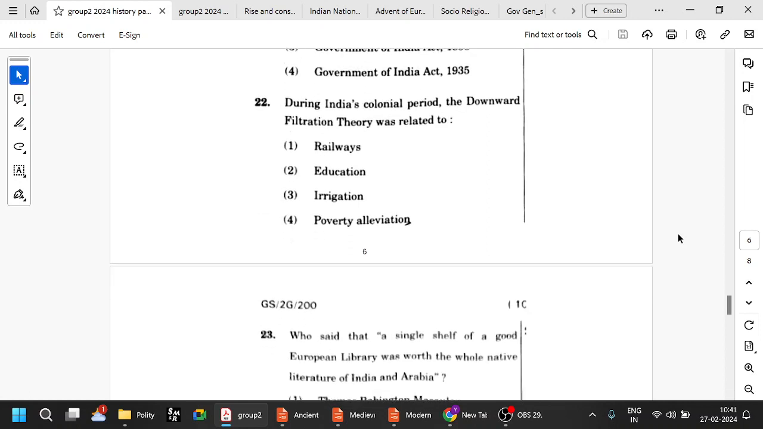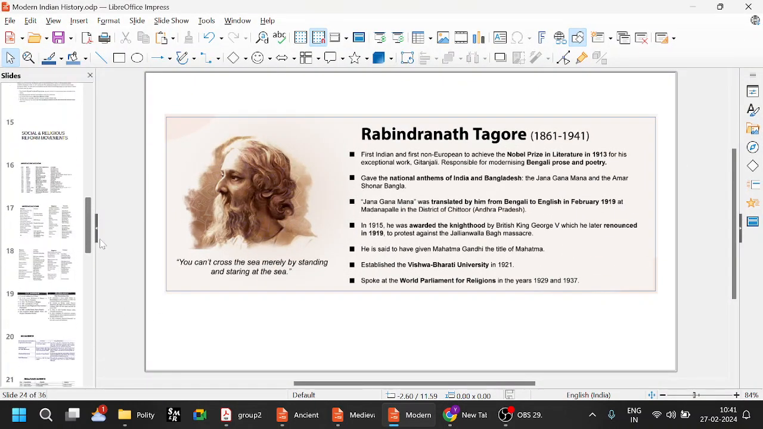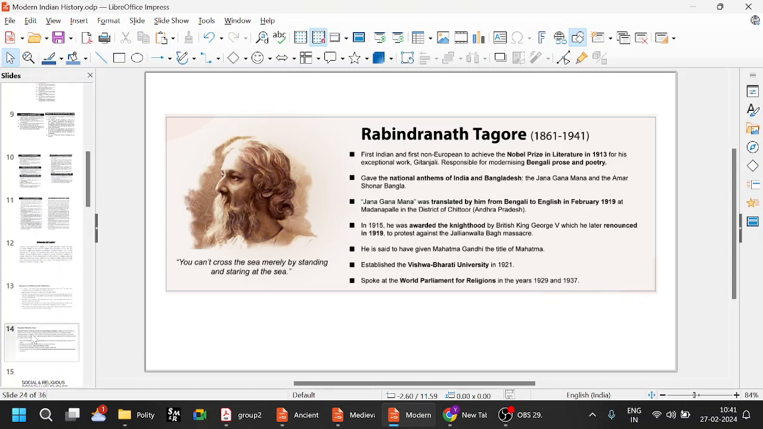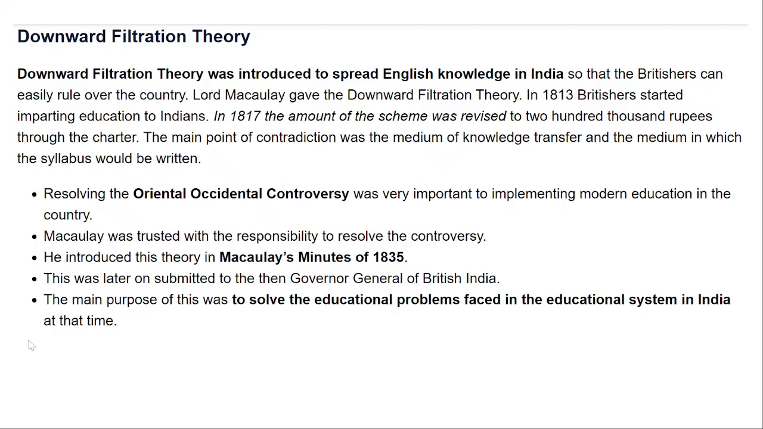So during India's colonial period, the downward filtration theory was related to education. So now let us look at that. What is the downward filtration theory? According to the downward filtration theory, it was introduced by the English to spread English knowledge in India, and it was introduced by Lord Macaulay, and this is important. He introduced the theory in the Macaulay Minutes of 1835. So all this is important.